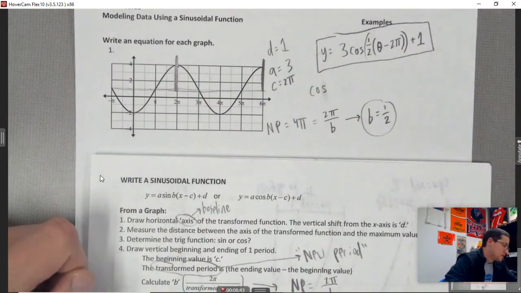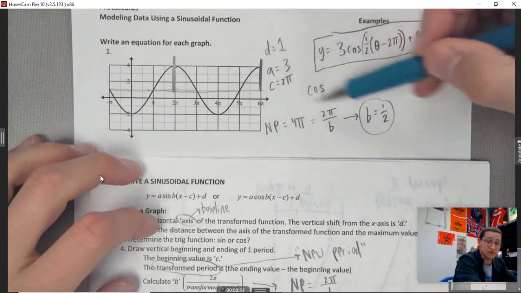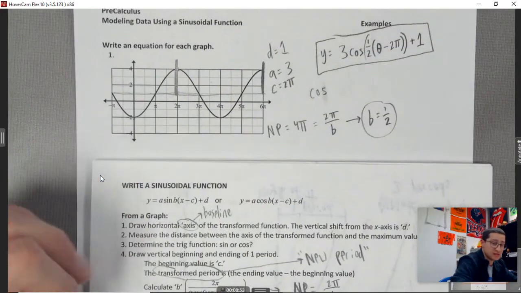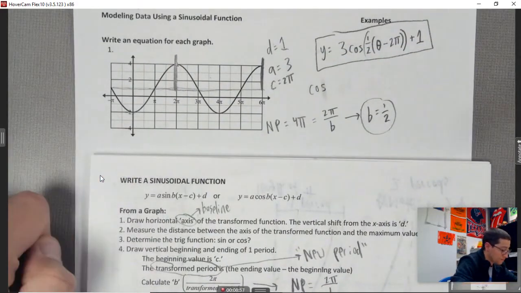So you could, in other words, put a negative out front and change it if you wanted, and then you'd have to change up these values though. Okay, so your A, B, C, and D would change if you ended up putting a negative amplitude out front. All right, and that is it.